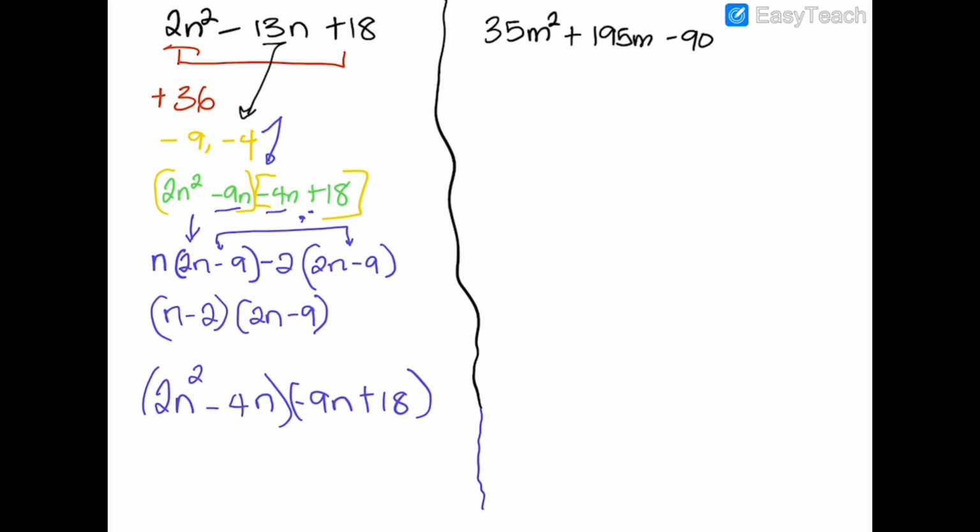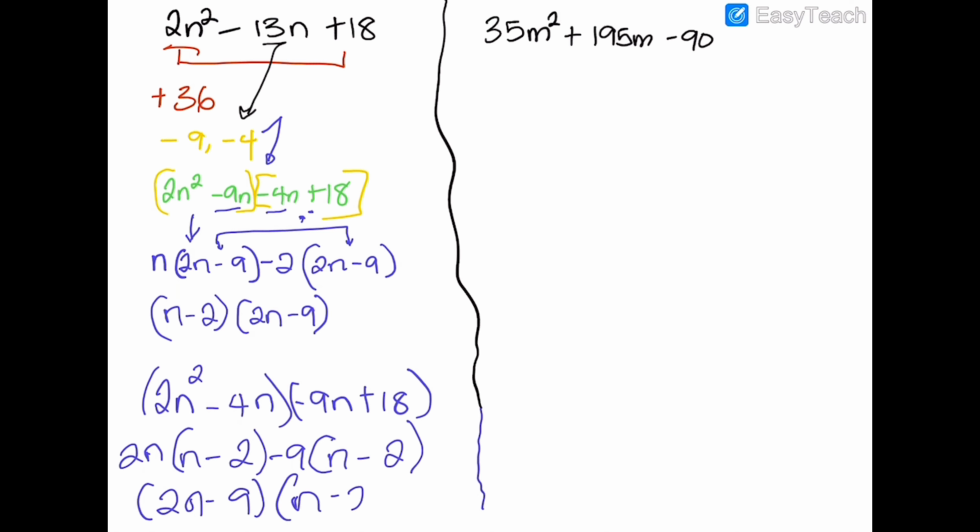So let's quickly just do that. I'm not really going to talk a lot. We're going to pull out 2n from here, and we're going to be left with n minus 2. Here we're going to pull out -9, and we're going to be left with n minus 2. So we're going to be left with 2n minus 9 and n minus 2. It's the same as this. Obviously, the order is different, that one came first. But either way, we're still going to get the same answer.